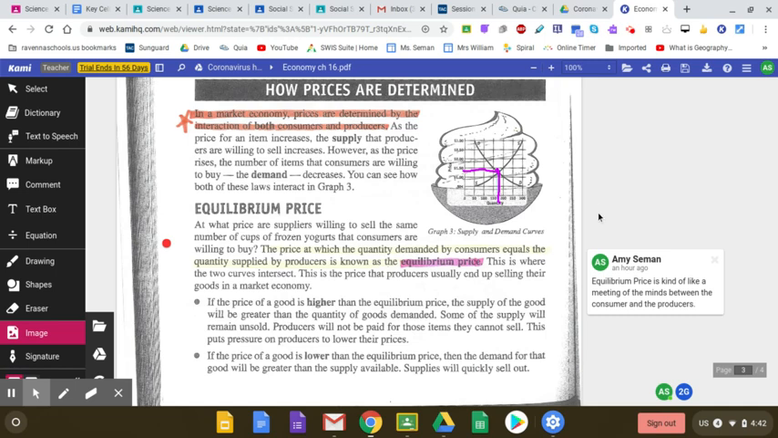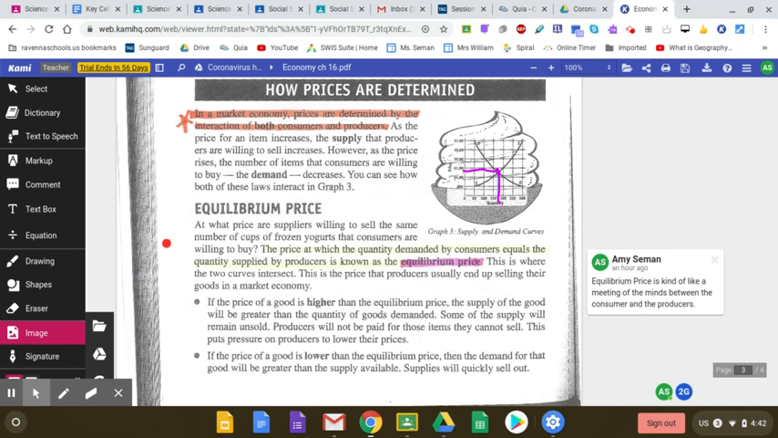Hi everybody, this is video number 2, how prices are determined. In the market economy, prices are determined by the interaction of both the consumer and the producer. That is a test question, so you might want to file that into things you need to remember, that the interaction is both the consumer and the producer.